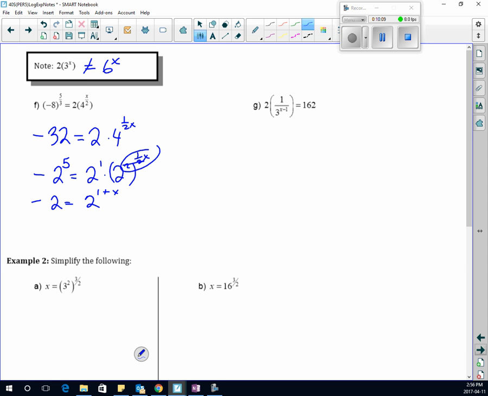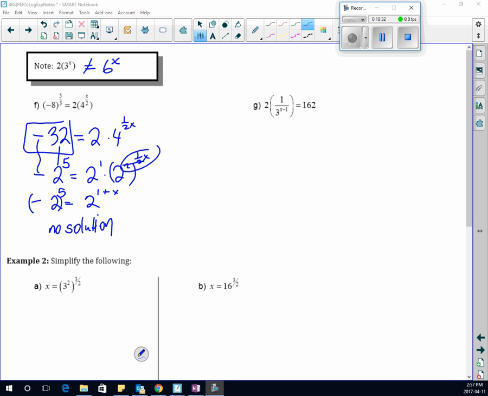positive, is that possible? No. So what would we write? No solution. Even if we switch the negative over to the other side, this would be negative, this would be positive. Okay, let's try the next one here.